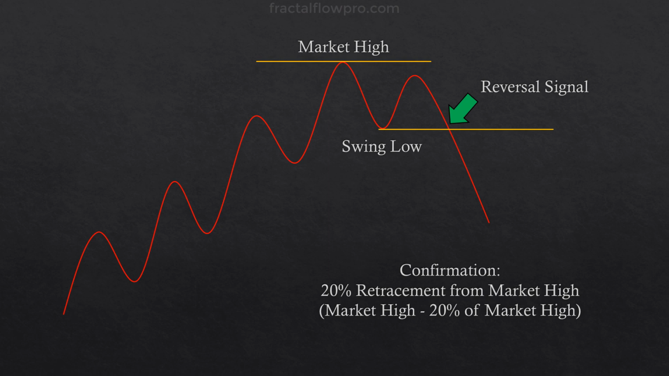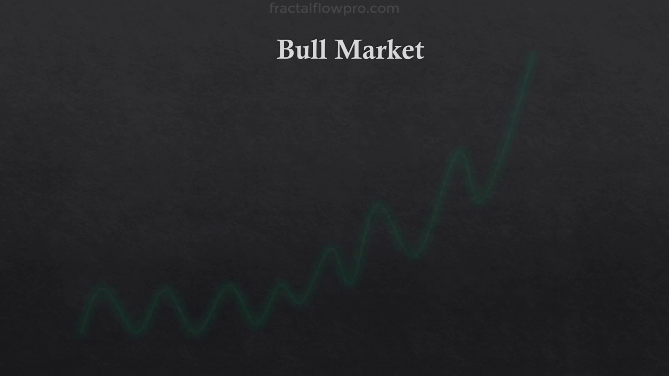We'll also observe some important problems with the reversal signals and reversal confirmations. Bull and bear markets have three distinct phases each. Let's begin first by looking at the different phases of a bull market. The first phase of a bull market is called accumulation.